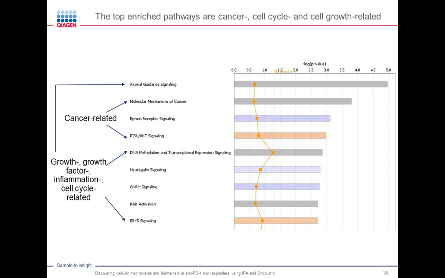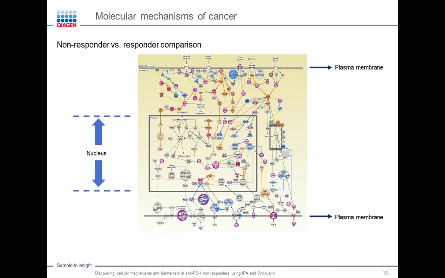So now that we understand some of the basic legends, say you were to upload a non-responder versus responder comparison in IPA, so differential gene expression for non-responder versus responders. Then IPA will give you a list of pathways that I'm showing you over here. If you go through these pathways, you will quickly realize that they are cancer-related or related to growth factor, inflammation, and cell cycle. All of this is cancer-related as well. So basically, the top pathways we see in IPA are all cancer-related for this anti-PD1 non-responder data set.